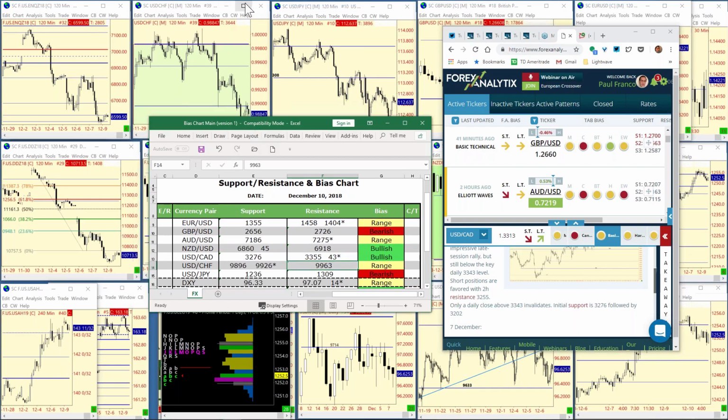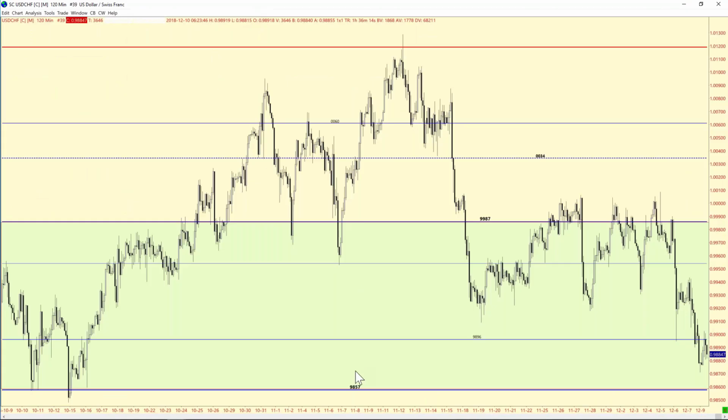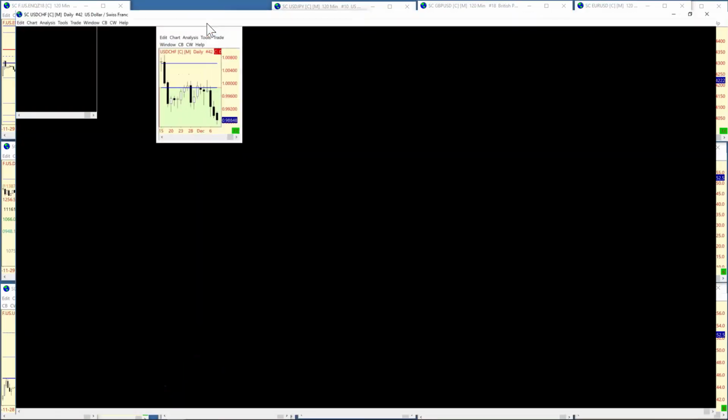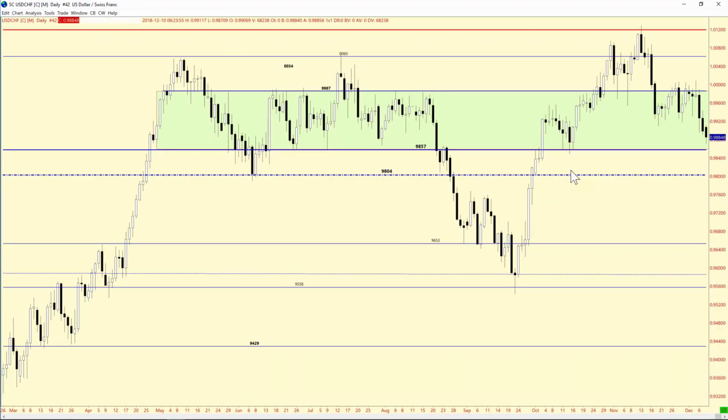And let's go on with the dollar Swissy. Now this is continuing to weaken further. Once again, I don't consider it to be the canary in the coal mine for the dollar that it used to be, although it's just kind of leaning that way.